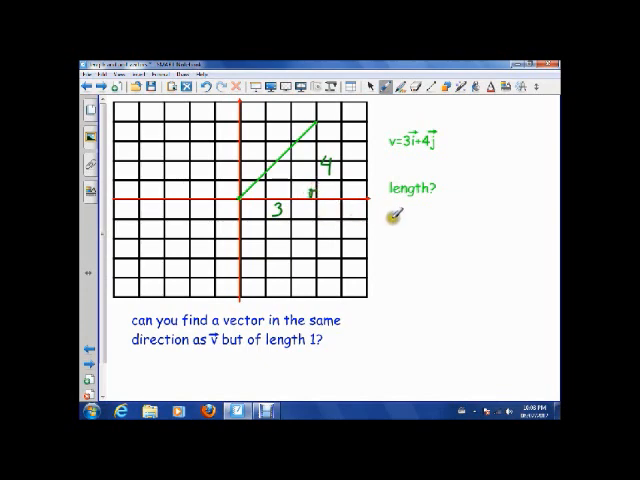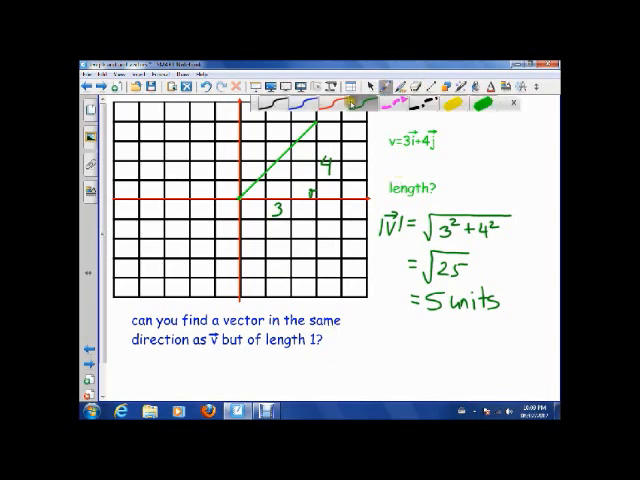So we can use Pythagorean theorem, and we can say that the magnitude of vector v, which is 3i plus 4j, is equal to the square root of 3 squared plus 4 squared, which ends up being the square root of 9 plus 16, which is 5 units. So we know that the magnitude of v is 5 units. Now we want to find a vector in the same direction as v, but whose length is only 1. It sounds complicated, but remember the direction's fixed, so we really don't have much choice.